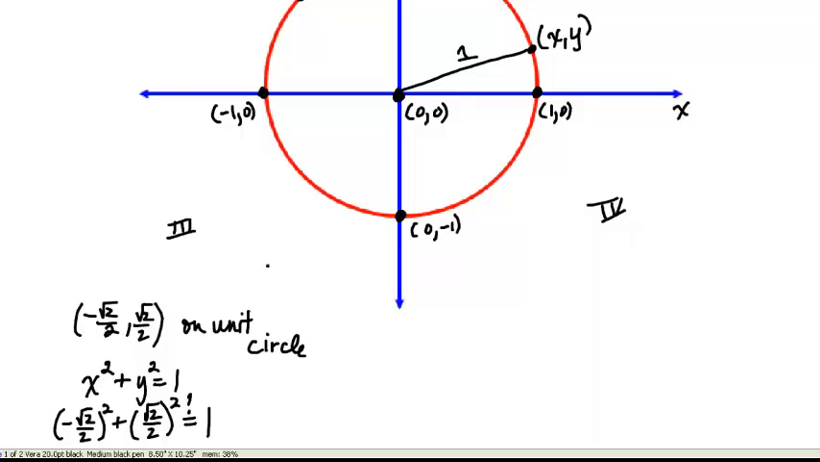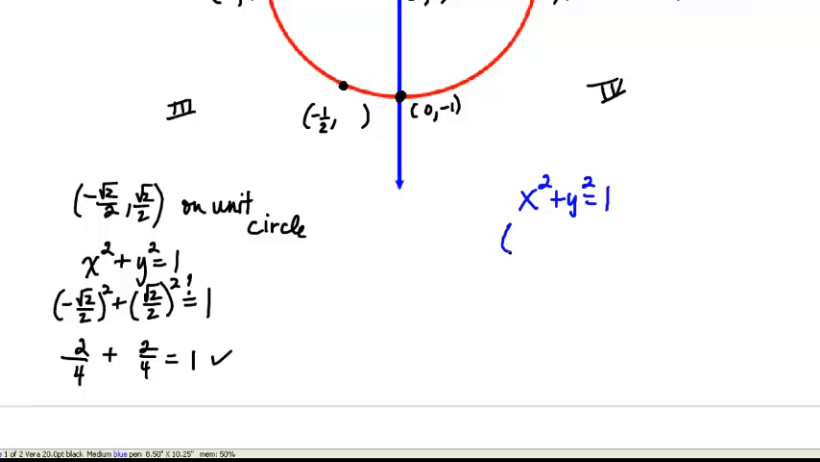Now, what if I wanted to find the coordinates of a point, let's say where I had negative 1/2 as my x value, and I want to find out what is the y value for the point that's on the unit circle. So I know that that point is in quadrant 3, so that tells me that my y value needs to be negative. So whenever I plug into x squared plus y squared equals 1, I'm going to replace x with negative 1/2, so (negative 1/2) squared plus y squared, I don't know, equals 1.